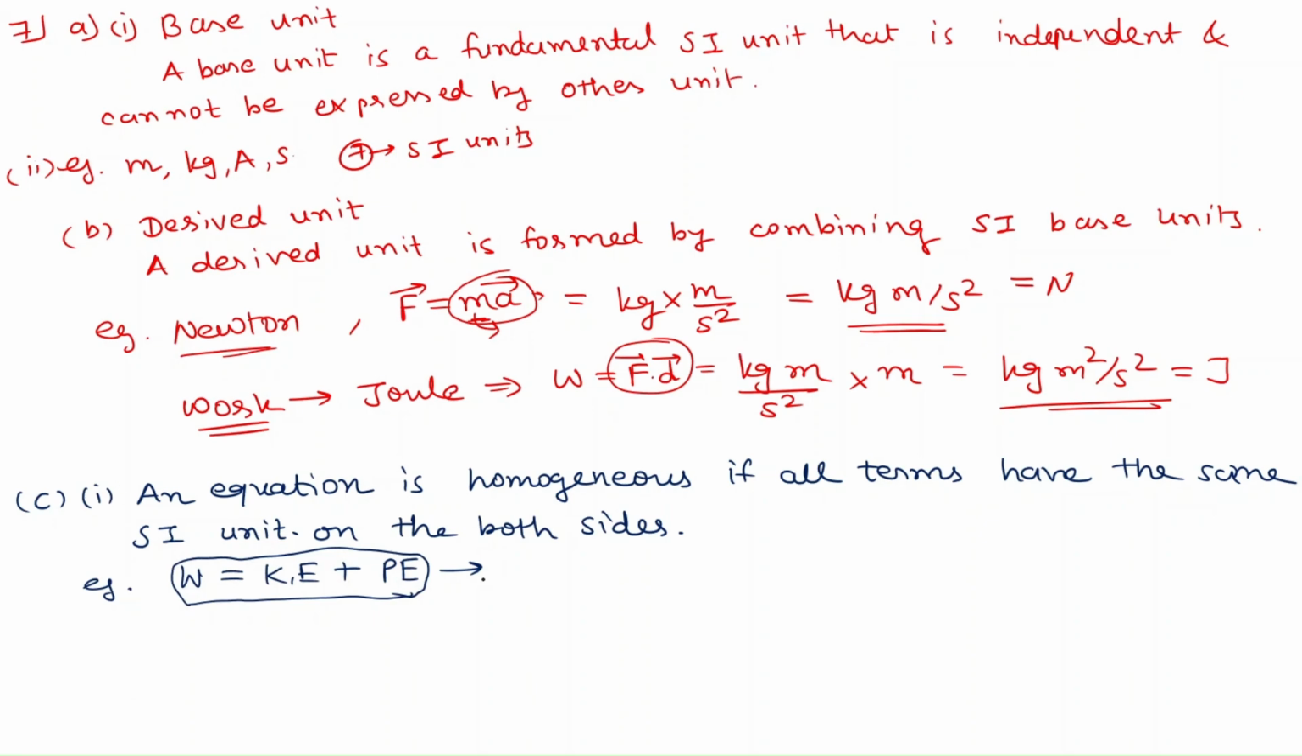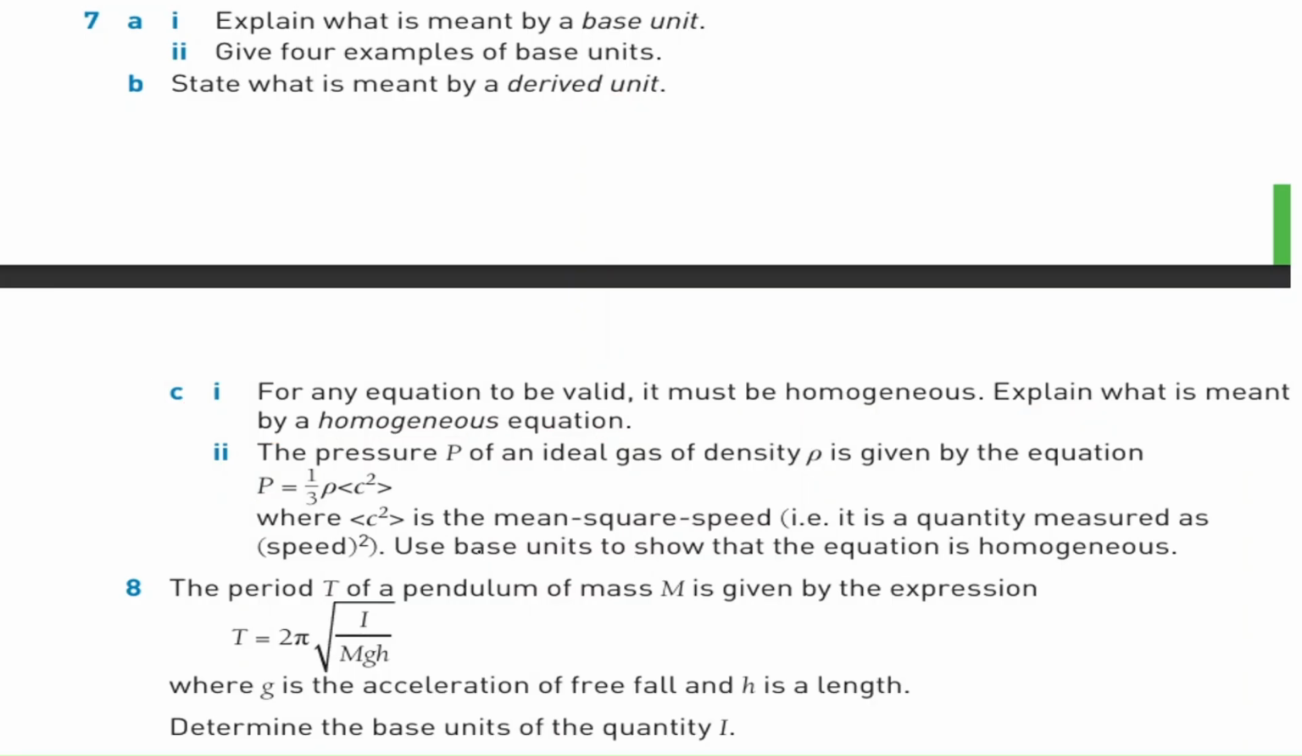Now the next question says: the pressure P of an ideal gas of density rho is given by the equation P equals one third rho c square. Here c square is the mean square speed, you can say RMS speed, a quantity measured as speed square. Use base units to show that the equation is homogeneous. So we have to prove that the equation is homogeneous.